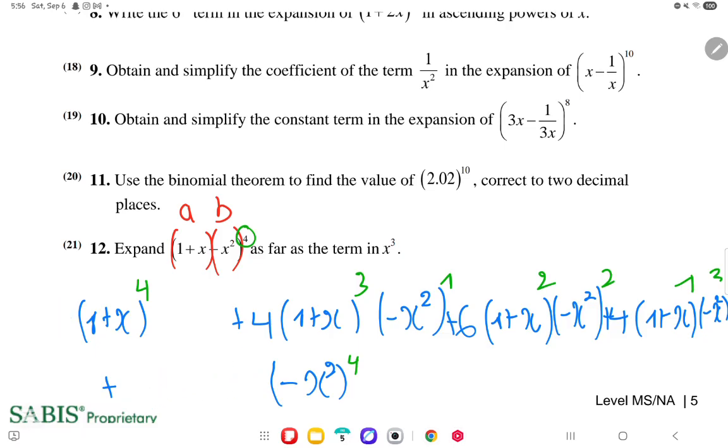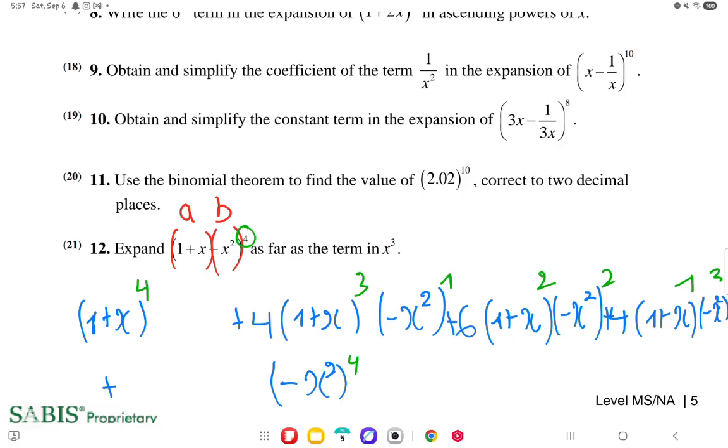So can you write it down on your copybook, because I need some space in order to solve the rest. So I'll write it on my copybook. 1 plus x to the power of 4 plus 4 times 1 plus x to the power of 3 times minus x squared to the power of 1 plus 6 times 1 plus x to the power of 2 times minus x squared to the power of 2 plus 4 times 1 plus x to the power of 1 times minus x squared to the power of 3, and then plus minus x squared to the power of 4. Please write it down because we need it to continue solving.